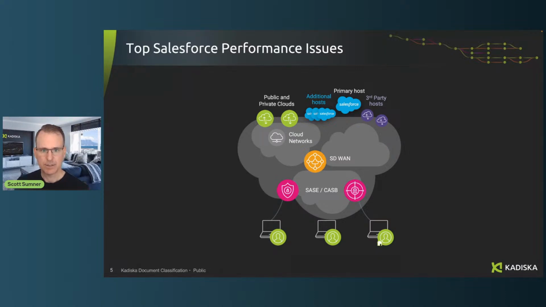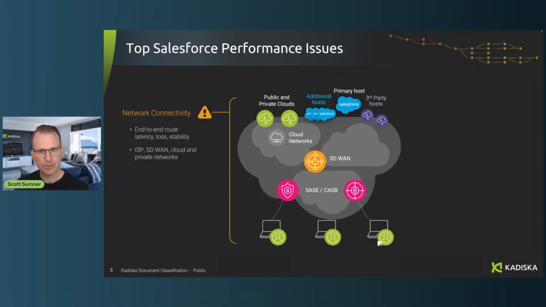So let's take a look at the top 4 areas where that can happen. You've got many different aspects to this. So you have the fact that there's network connectivity, which is obviously very critical whether you're working at home or in the office. But it's something that's not just your ISP. There's a lot more involved in there.